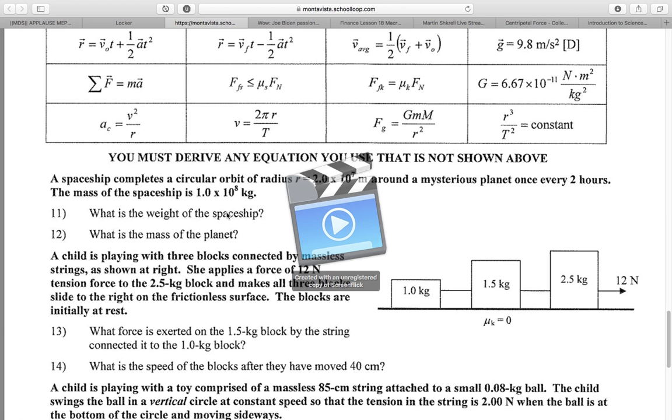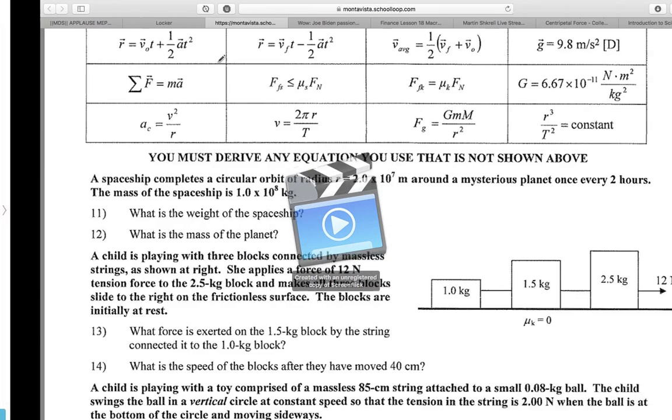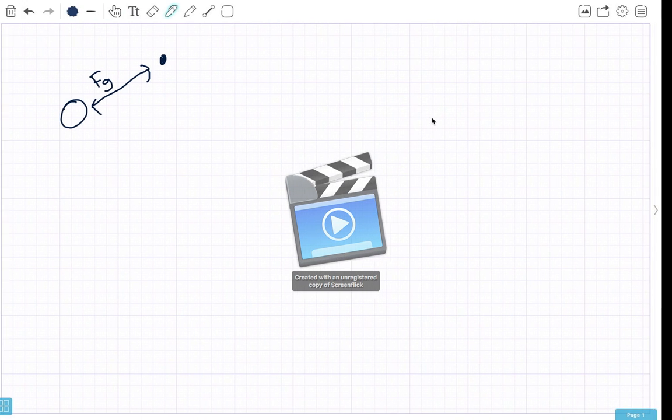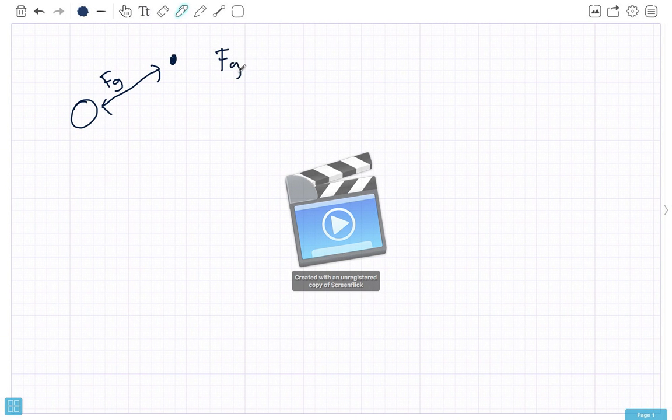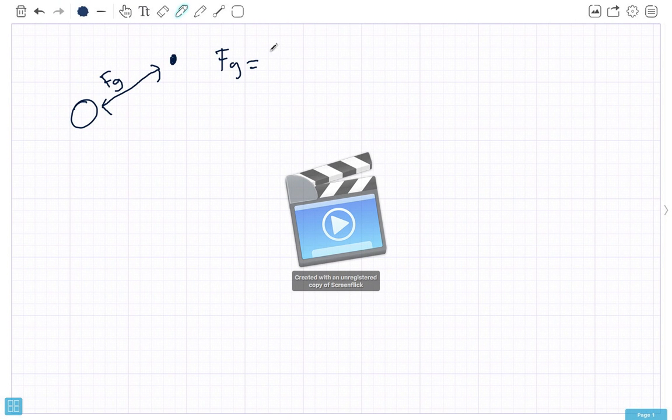So what is the weight of the spaceship? Again, we want to find the gravitational force, which is Fg equals G little m big M all over r squared. Let's write that out. Fg equals G times m times M over r squared.